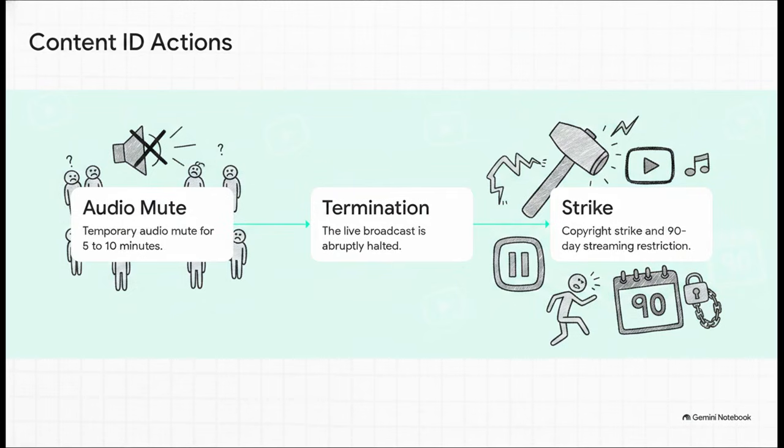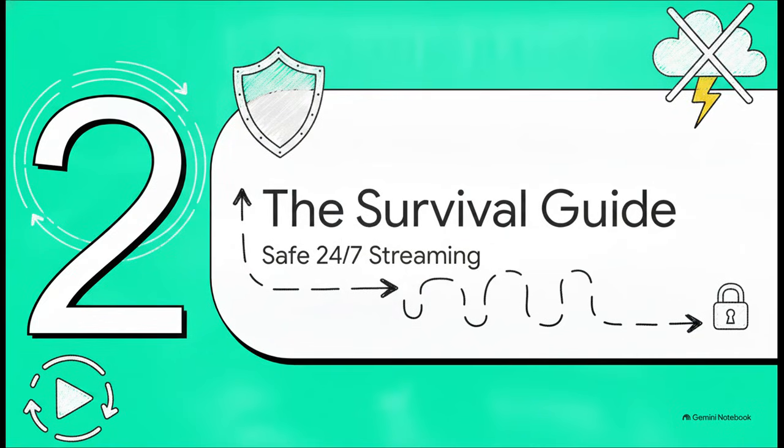Now, if the unauthorized music keeps playing, you hit Step 2, stream termination. Your broadcast is just abruptly killed. And Step 3, that's the fatal blow. A copyright strike resulting in a 90-day restriction on all live streaming privileges. Guys, that is a full quarter of a year with absolutely zero live revenue capabilities. Ouch. Moving on to Section 2, the Survival Guide, Best Practices for Continuous Streaming.